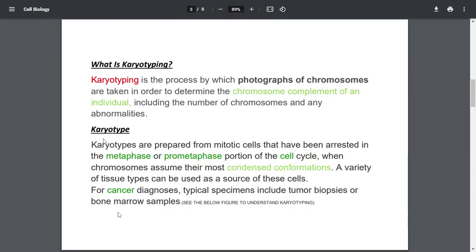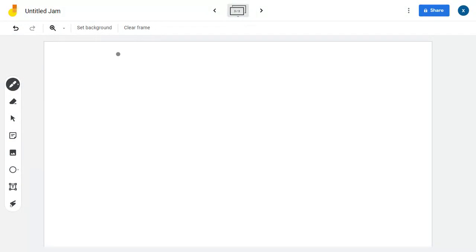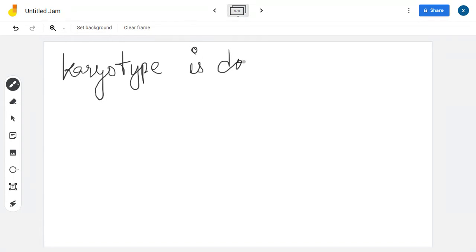So what he is saying here is karyotype is done in mitotic cells. Here, what is the meaning of mitotic cells? Mitotic cells here are nothing but the cells which are actually undergoing the process of mitosis. They are going through mitotic cell division.